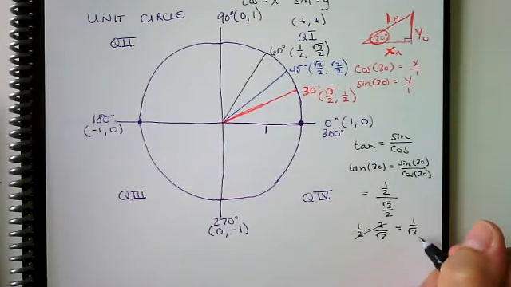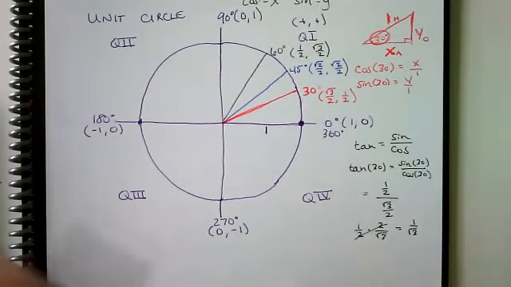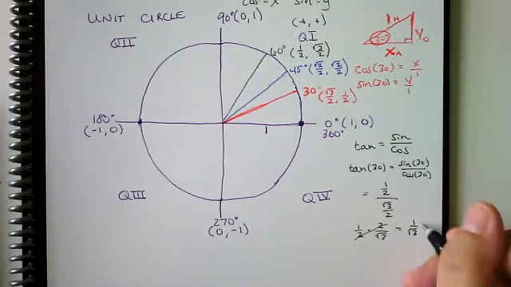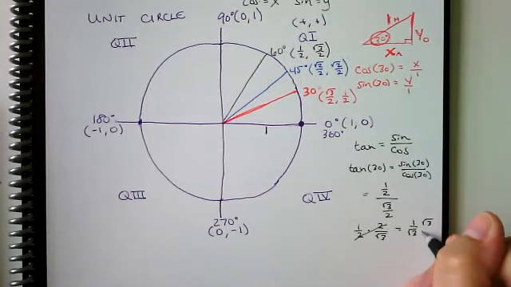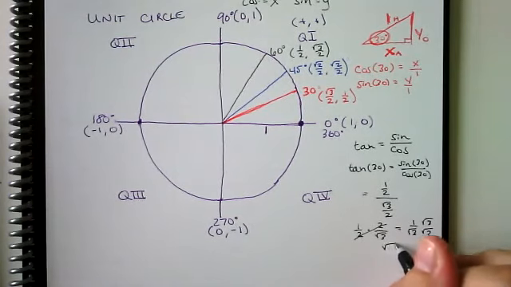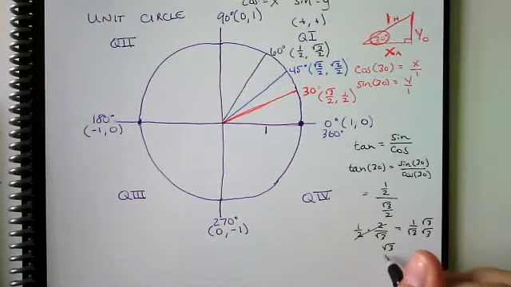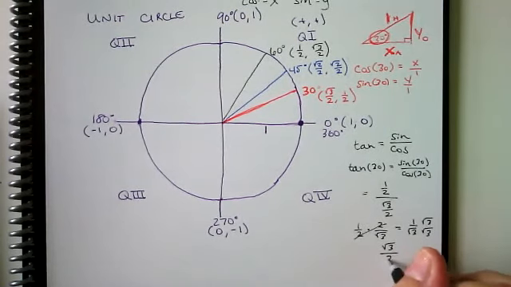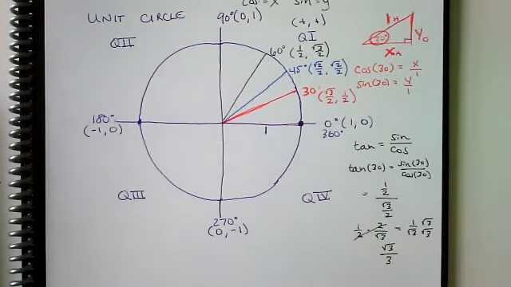But remember, you're not allowed to have a square root in the denominator, so you have to rationalize that. And remember, to rationalize, you just multiply by the square root on the top and the bottom. So I've got 1 times the square root of 3 is just the square root of 3. I've got square root of 3 times square root of 3. Remember, if you square a square root, that just cancels. So it's 3. So the tangent of 30 is just square root of 3 over 3.